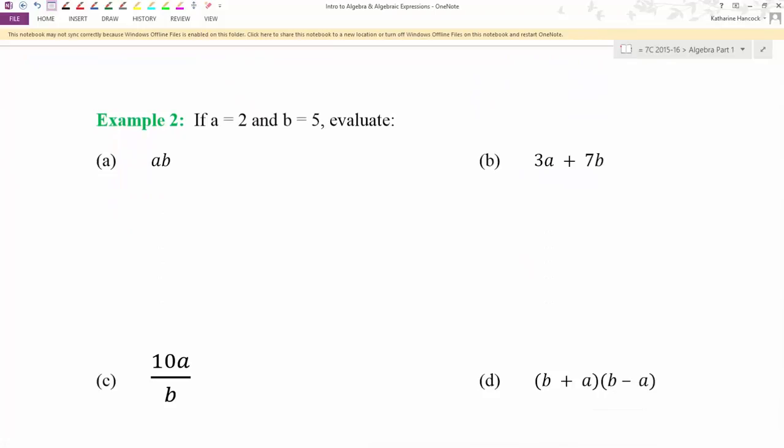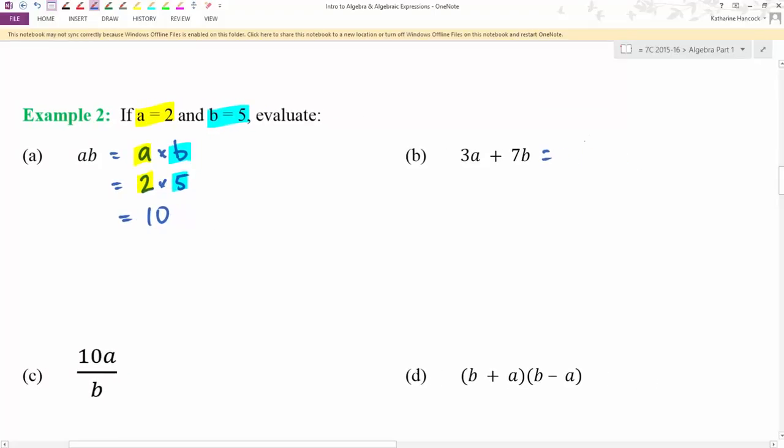Example 2. In example 2, we have two different variables and we have two different values that we set them to. So A is 2, B is 5. Part A says I've got AB, and AB are squished together, and squished together means multiply. And A is 2, B is 5, and when I work that out, 2 times 5 is 10. So that's it. We just have to be careful that squished together is multiply and make sure you put the right thing in the right place.